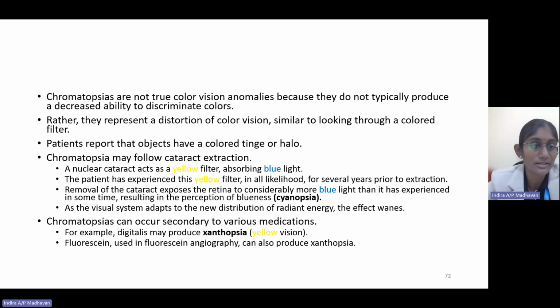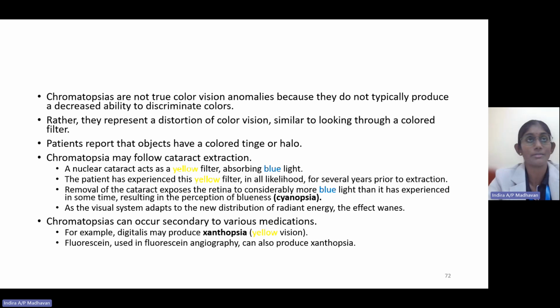So patients report that objects have a color tinge or halo. Okay, chromatopsia may follow cataract extraction. For example, a nuclear cataract acts as a yellow filter, and it absorbs blue light. When you wear a yellow filter, it is expected to absorb blue light. So the patient has experienced this yellow filter.